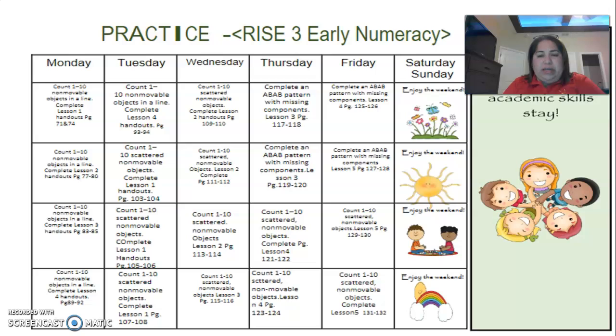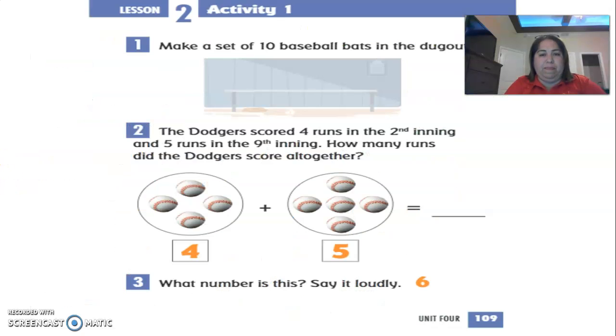So I'm going to go to the next worksheet so you can look for it in your packet and we can do some problems together. Or I can give you some examples. So we're going to do lesson 2, activity 1. So let's make a set of 10 baseball bats in the dugout. So you're going to make a set of 10 baseball bats. You can just do little sticks in here.